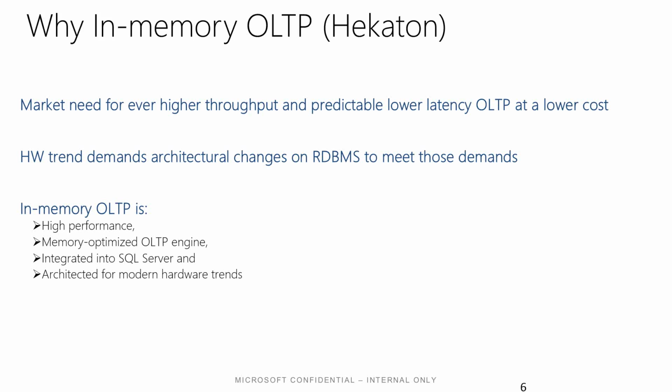So the resulting feature in-memory OLTP is designed around being high performance. That's obviously the key value proposition, it goes fast. It's a memory optimized OLTP engine, and that means very specifically it's optimized for keeping your data in memory, and it's also optimized for OLTP queries. It's not going to make every workload faster. It's not going to make data warehouse queries faster. It's going to make OLTP queries faster.